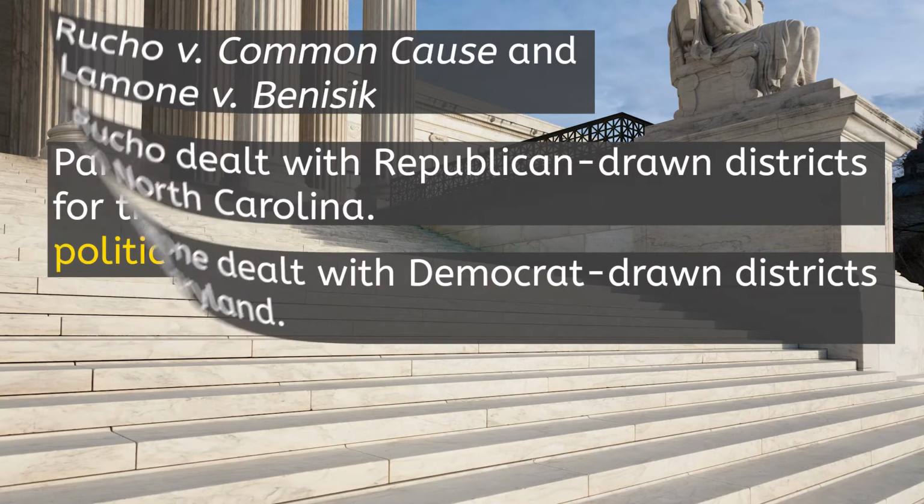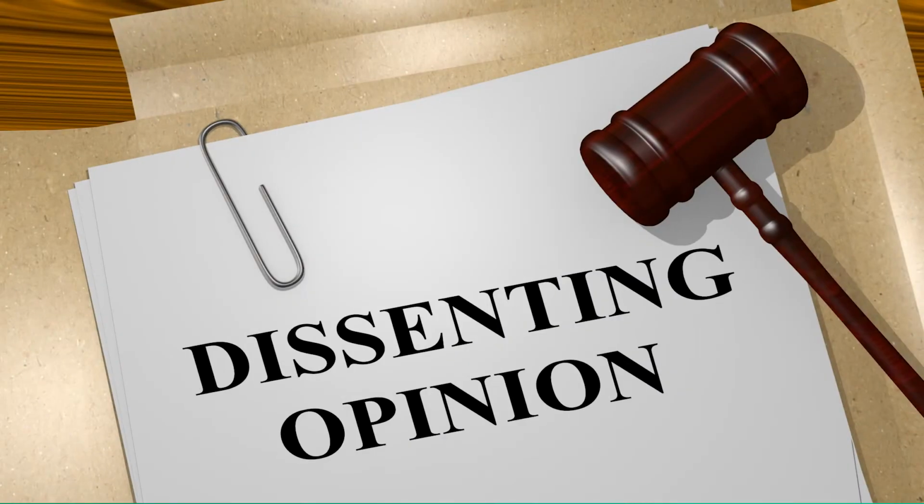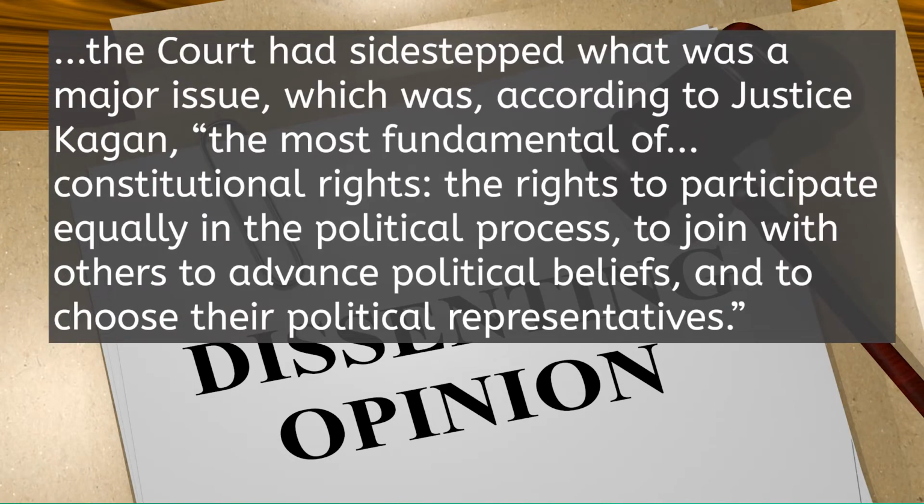Out of these cases, the Supreme Court ruled that partisan gerrymandering was not an issue for the courts to resolve, as it was of a political nature. Instead, these matters were intended for the states. A dissenting opinion argued that the court had sidestepped what was a major issue, which was, according to Justice Kagan, the most fundamental of constitutional rights, the rights to participate equally in the political process, to join with others to advance political beliefs, and to choose their political representatives.